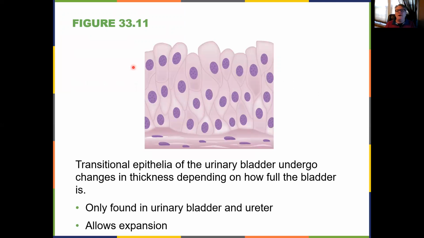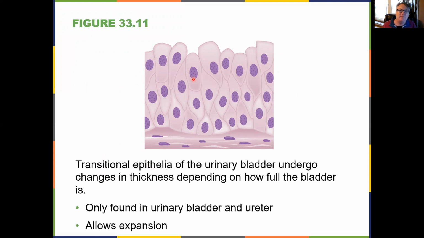We also have one other type of epithelial tissue. In this case, it's striated, but it's called transitional because this has the ability to really expand. It can be stretched very easily while not separating the cells. So it's got a lot of elastic properties.